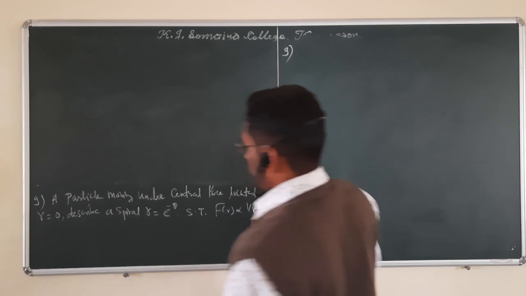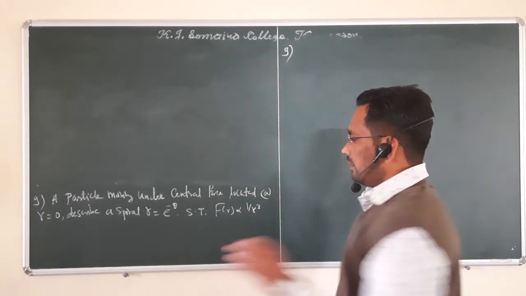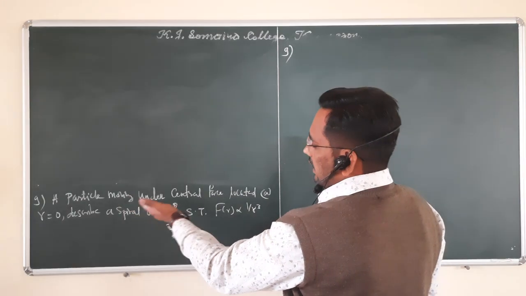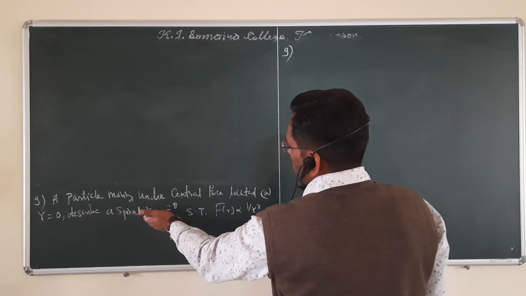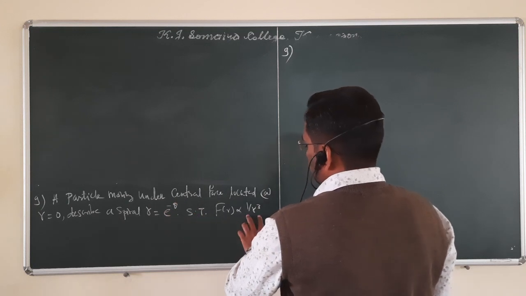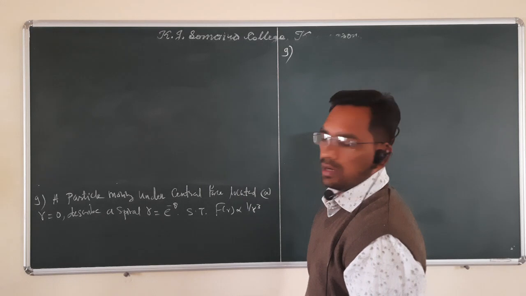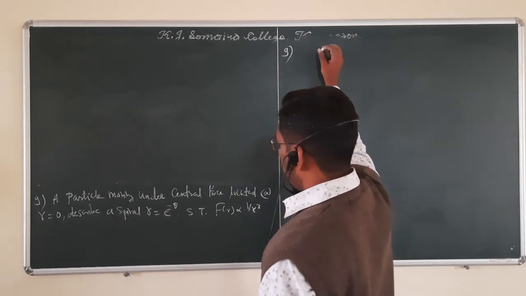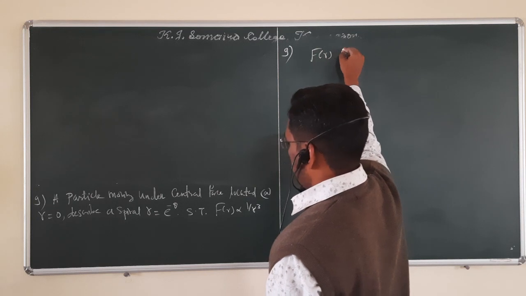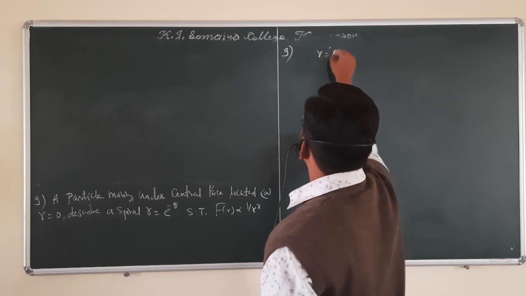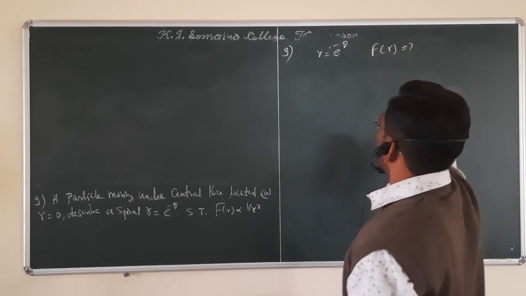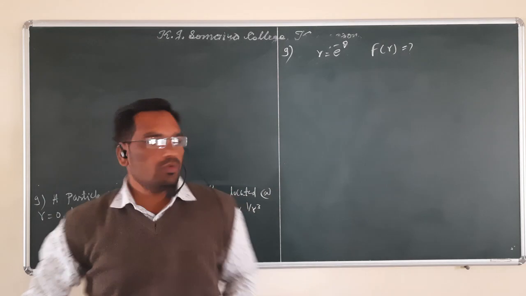A particle moving under central force located at r is equal to 0 describes a spiral. So spiral is r is equal to e raised to minus theta. Show that f of r is proportional to 1 upon r cube. So in problem number 9 we are given r is equal to e raised to minus theta, and we have to find out f of r. So using differential equation of motion.